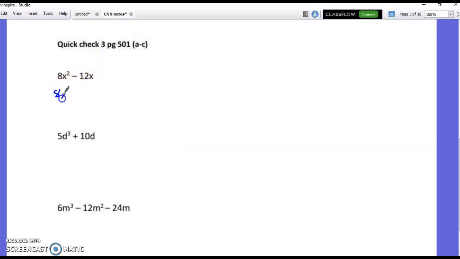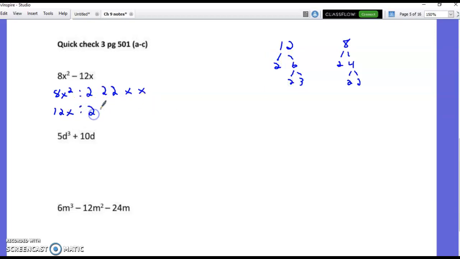So 8x squared, 12x. And again, I'll do my work on the side. So 8. And you'll get to know that 8 is 2 times 2 times 2 pretty quick, right? Because it's 3 2's. So my GCF of 8x squared is 2 times 2 times 2 times x times x. 12 would be 2 and 6, 2 and 3, so 2 2's and a 3, 2, 2, 3, and 1x.